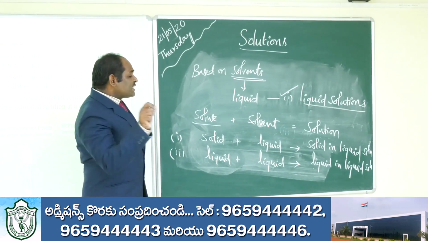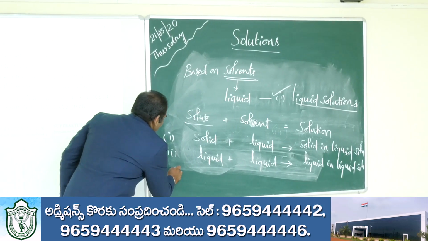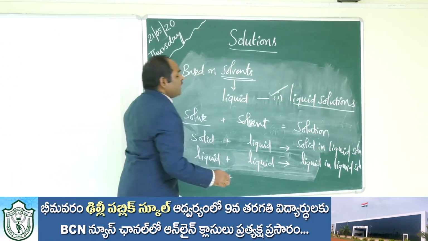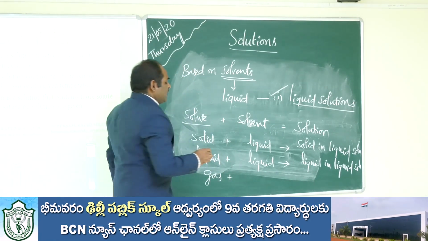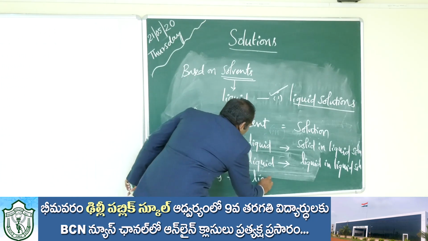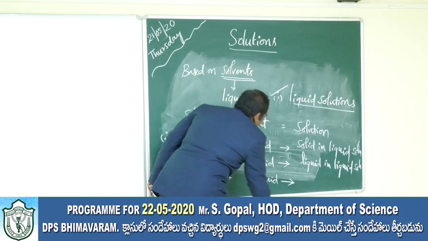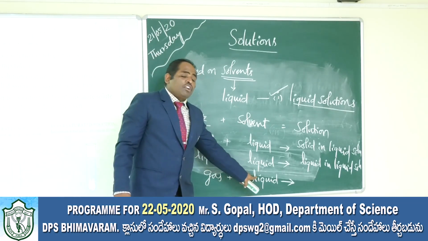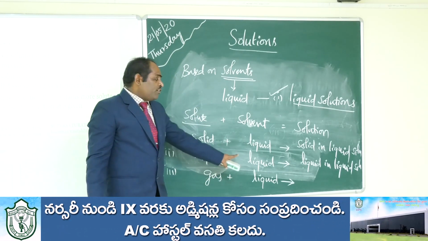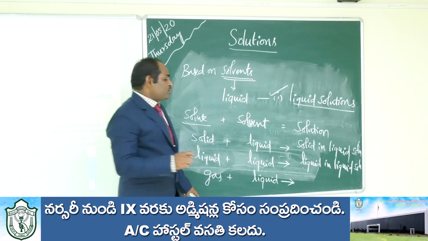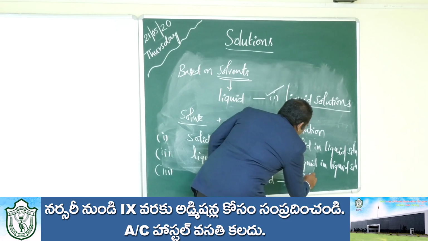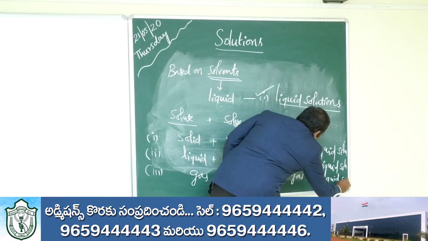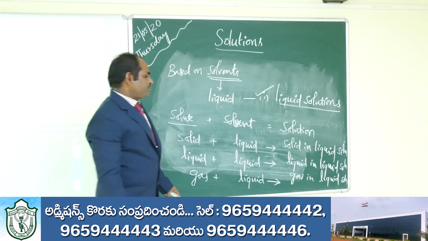And gas in liquid, the third one you can see. Gas is the smaller component, and water is the larger component, the liquid. Like your soft drinks, carbon dioxide gas is present in the soft drinks. So gas in liquid is called a gas in liquid solution.